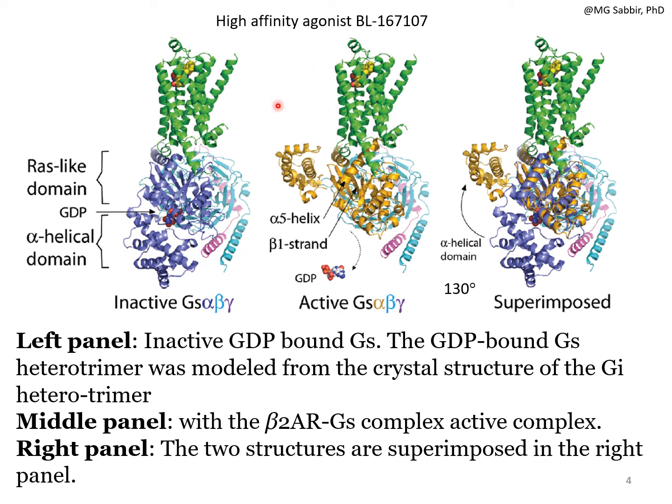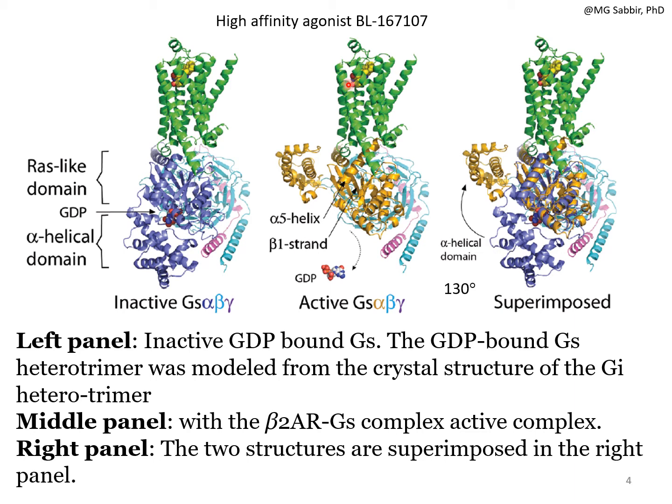Now the middle panel is showing the active beta-2 adrenergic receptor following agonist binding and still complexed with trimeric G proteins. Here again, all the proteins are color coded so you can see their relative position. And on the right panel, this represents the superimposed crystal structure of the active and inactive state, and that clearly indicates the conformational change of the G proteins.